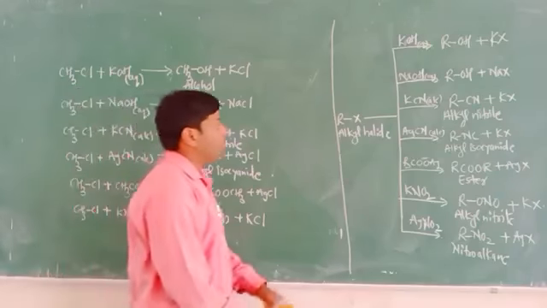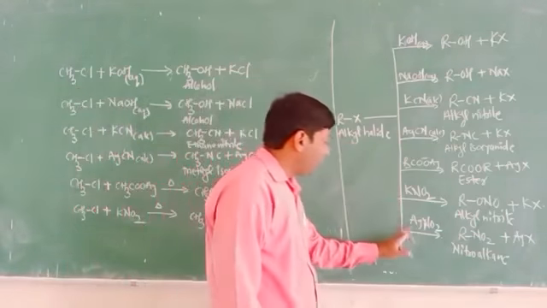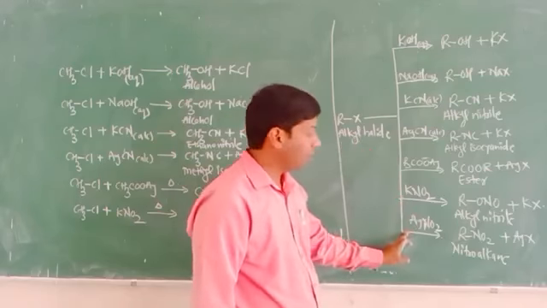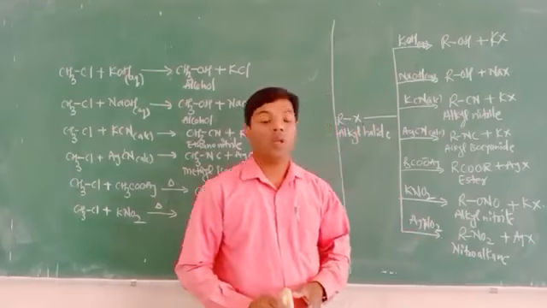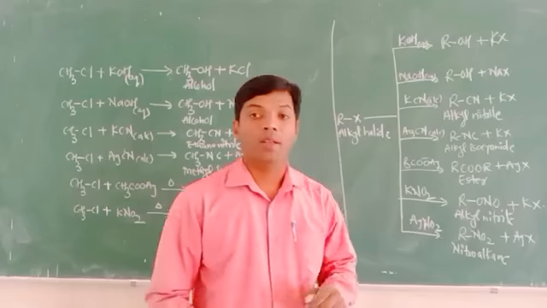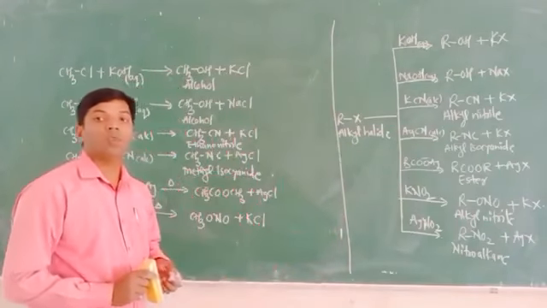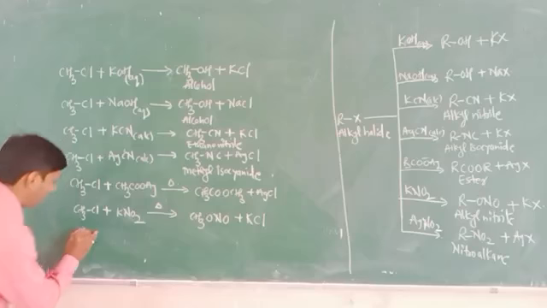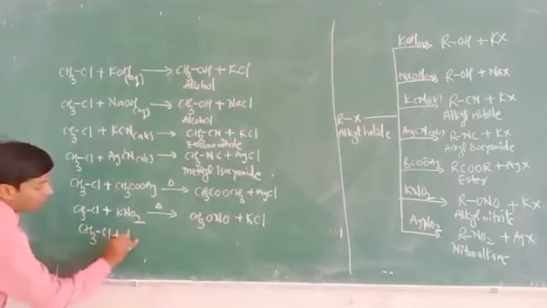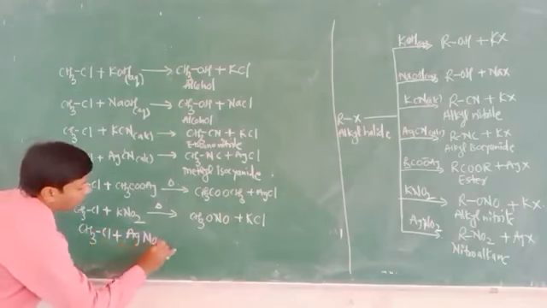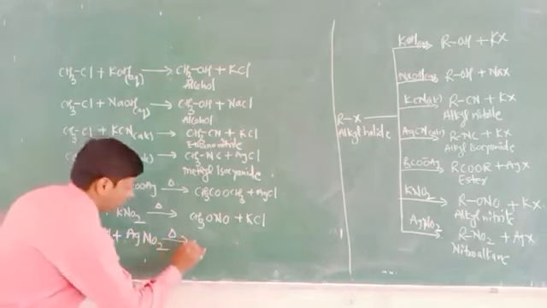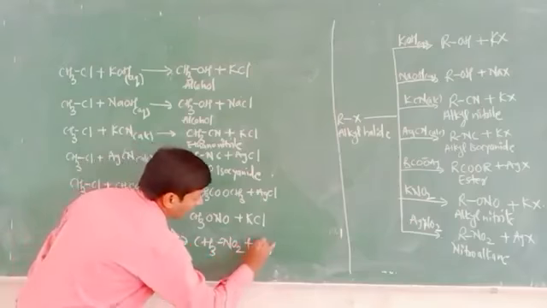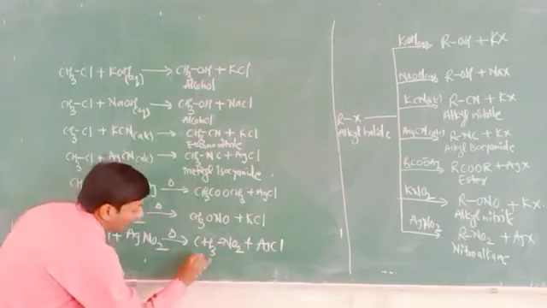Next reaction, when a given alkyl halide is reacted with silver nitrite, it gives nitroalkane as a product by elimination of silver halide. So I will write the actual example. In this example also I will consider R as a CH3 group, and there I will write CH3Cl plus silver nitrite AgNO2. It gives CH3NO2 plus AgCl. So this is called nitromethane.